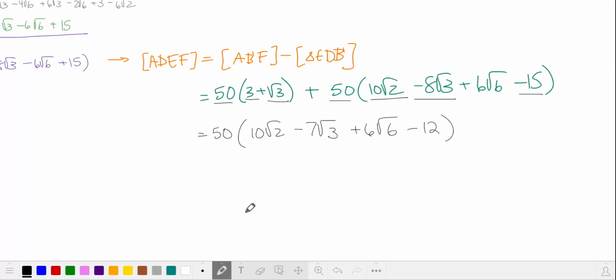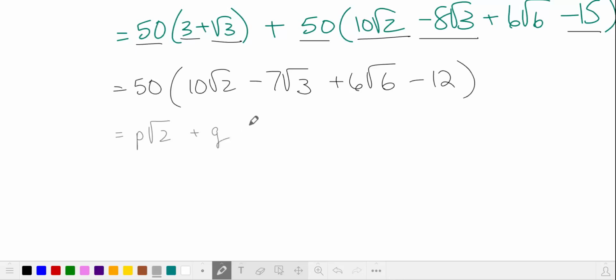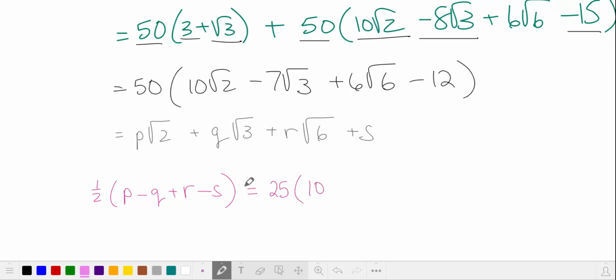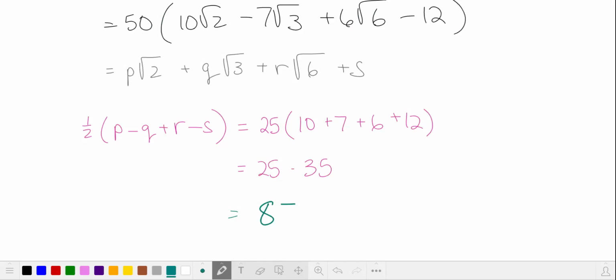If this is the form of the answer, then the problem asks for 1/2 of P minus Q plus R minus S. P is 50 times 10 and Q is 50 times minus 7. Taking a half of that, I'll just factor out the 25 for now. This leaves me with 10, and then minus Q is 7, and R is 6, and minus S is 12. And our answer is 875.